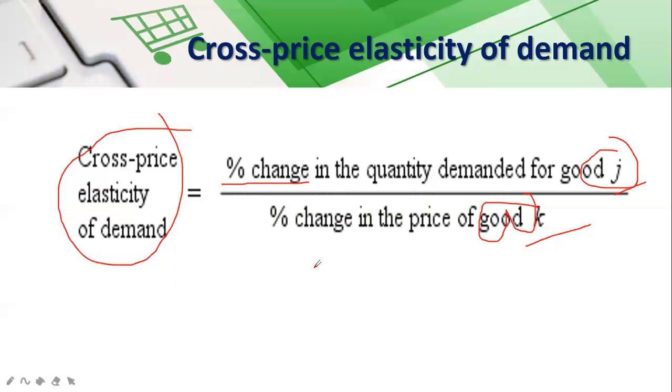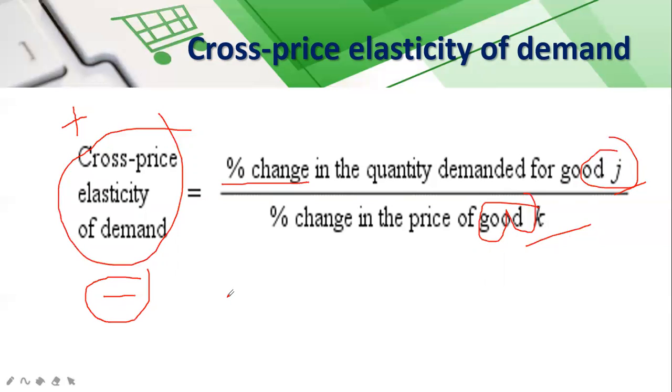Cross price elasticity of demand is positive if and only if the goods are substitutes. So the result will be positive, guys, if good J and good K are substitutes. But it can be negative: cross price elasticity is negative if and only if the goods are complements.